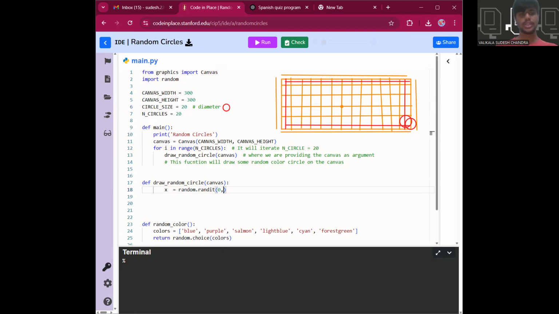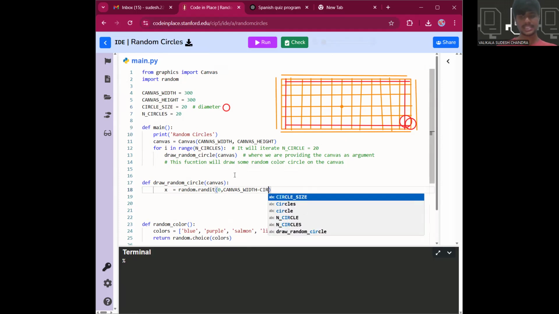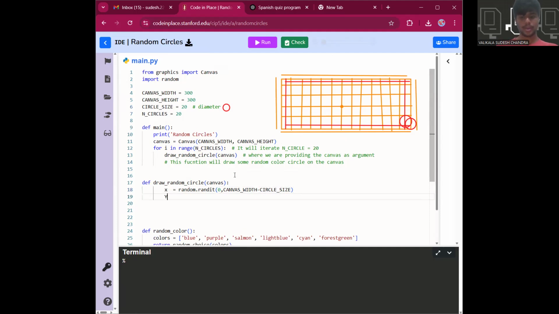So what we need to do is subtract the circle size from the canvas width, because we are dealing with the x-axis. Y is equal to random dot randint, sorry, random dot randint, 0 comma, and for that also canvas height minus circle size. With this, we ensure that every time we draw the circle, it will be perfectly inside the canvas itself.